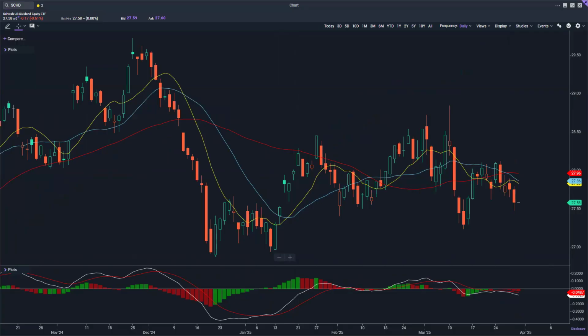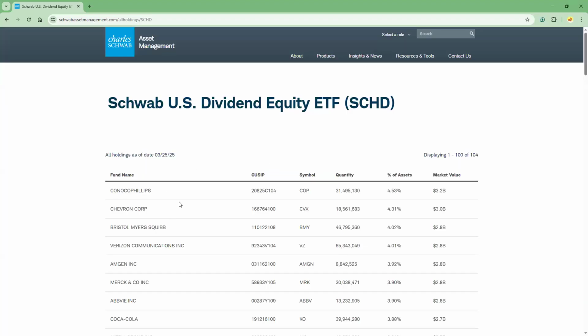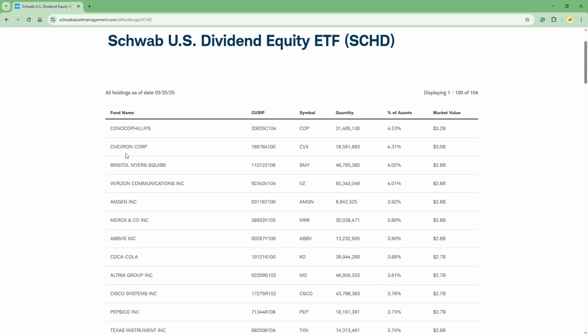We'll look at SCHD largest holdings. So right here, you can see SCHD, their largest holdings right here are your defensive stocks, your ConocoPhillips. They got a lot of energy, a lot of communication, and a lot of pharmaceuticals. Okay, so you got ConocoPhillips, Chevron, they're your two oil plays, Bristol Myers Squibb, your pharma.